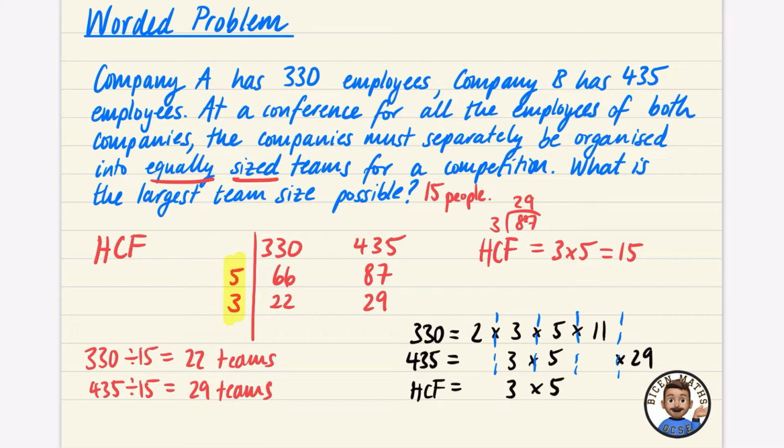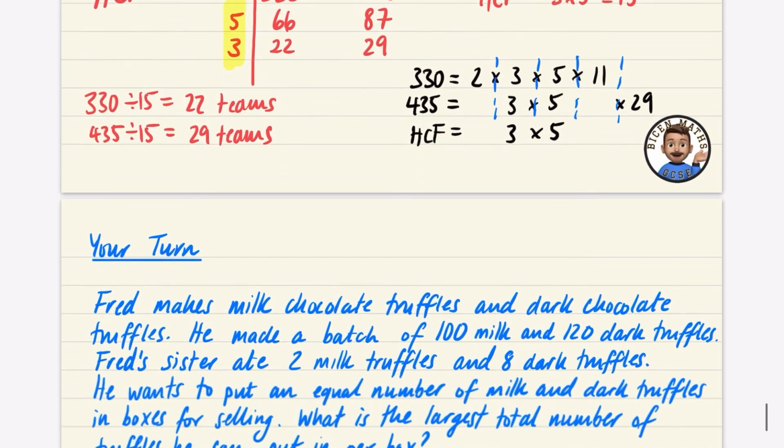The 5 will be the lowest power. The blank will lose there and the blank will lose there. So the highest common factor is indeed 15. So the answer is 15, 22 teams for A and 29 teams for B. So overall, there are 51 teams for that competition.